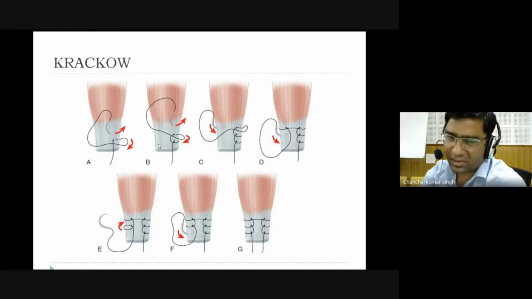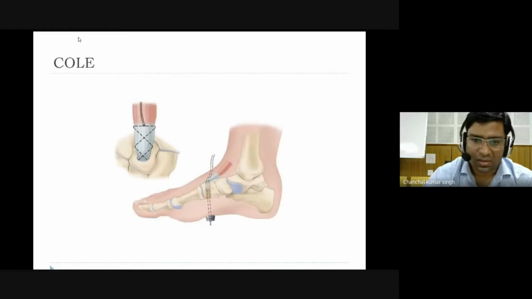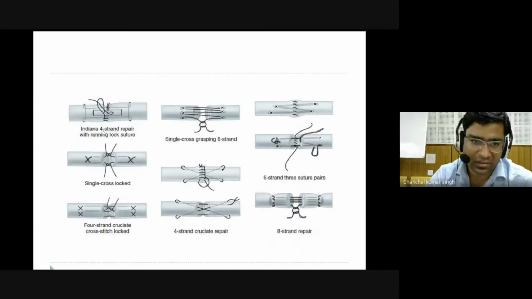There are innumerable techniques described here. This is Krakow's technique. I have just put the pictures because this can be asked as a multiple choice question for your entrance purpose. In orthopedics, nobody is going to ask you tendon repair in detail. This is a cold technique again. Here the same principle is used with a suture. You have a button on the skin and you have taken a zigzag suture and attached the tendon. These are bundles, Kessler's, Tajima, Bevel, various techniques. You just need to know the names and the configuration of the sutures. That's why I put up pictures.